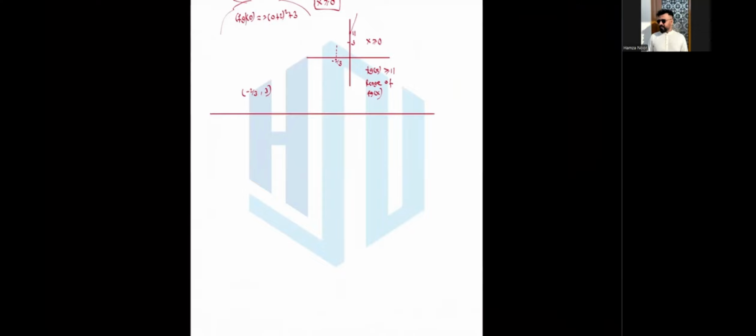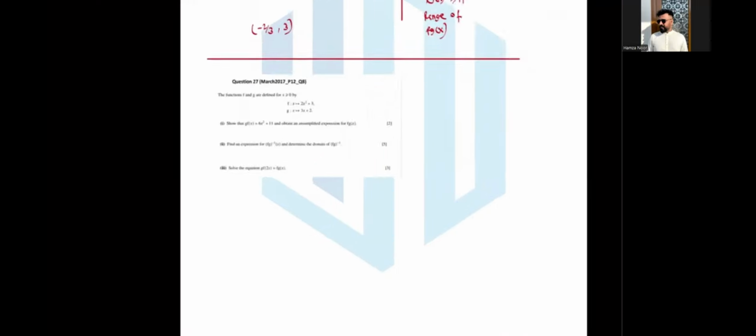I'll make a separator over here and bring the picture. So in part 3, it says to solve the equation g(f(2x)) is equal to f(g(x)). We need to solve this equation.